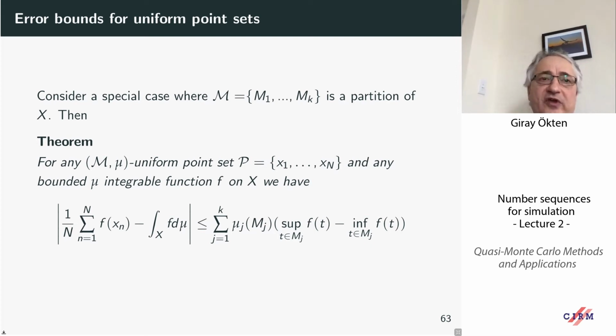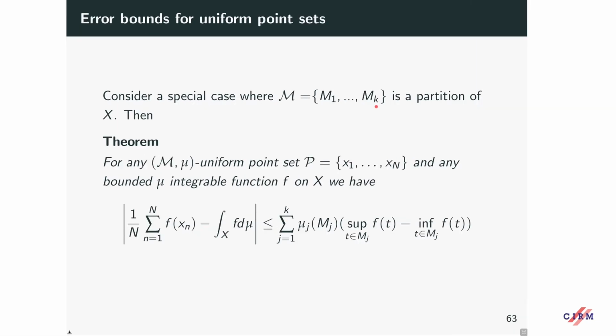Now, these uniform point sets were introduced by Niederreiter, who also proved a number of error bounds. And here is one, and in this case, script M consists of subsets that give us a partition of X. I probably used the word partition before, but script M in general doesn't have to be a partition. And what is a partition? A partition is just subsets that are disjoint, and their union is your space X.